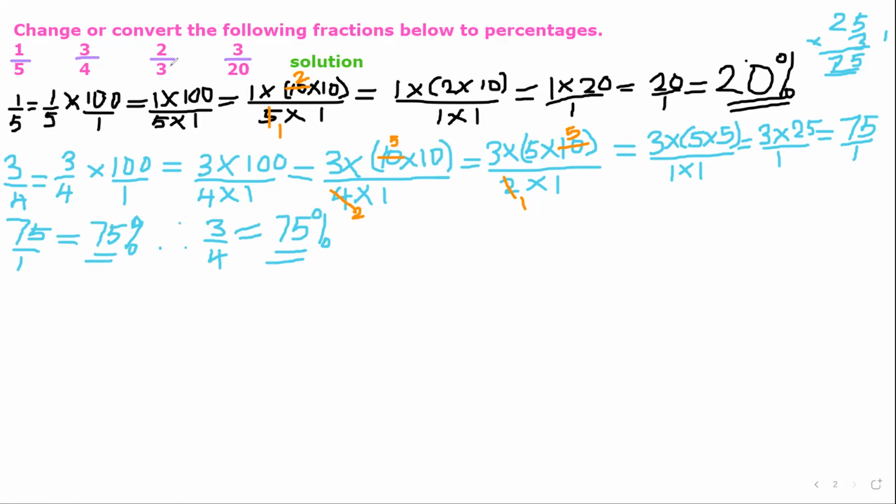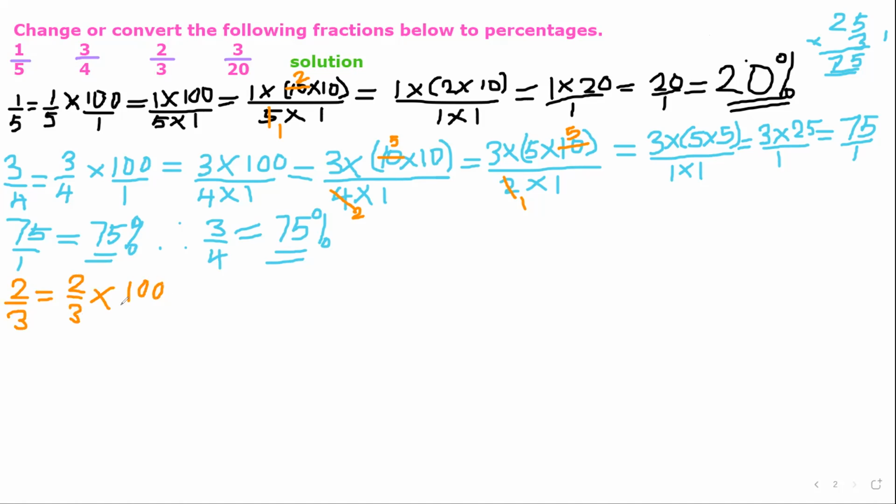Now, the third one is 2 out of 3 here. Then 2 out of 3. He said, if you want to change a common fraction to a percentage, always multiply by 100. So 2 out of 3 times 100 here. Okay, good.